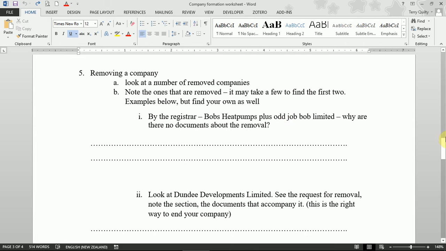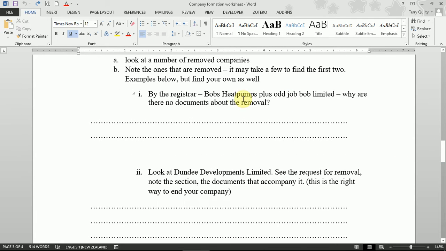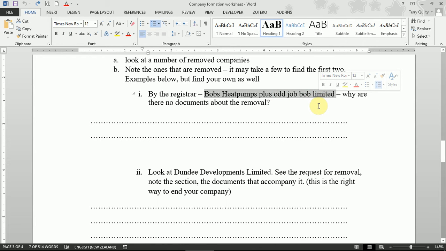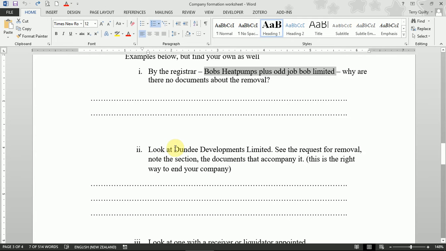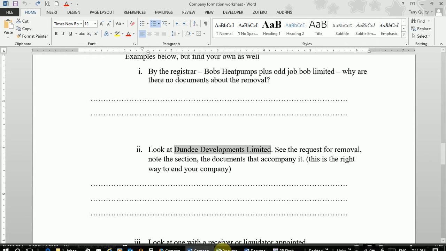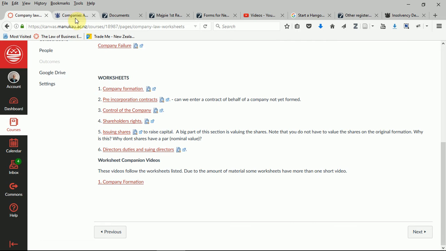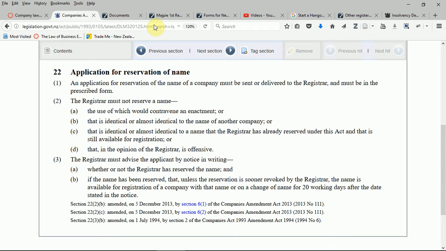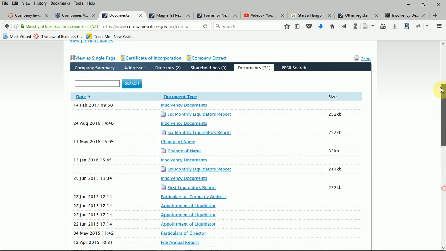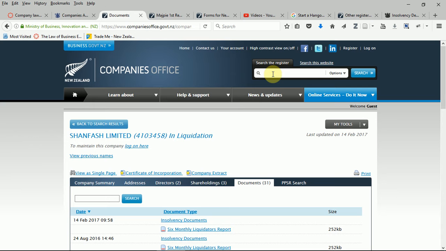So we had a look at some of these companies earlier, or examples of the same things. Bob's Heat Pumps Limited, Odd Job Bob Limited. If you look at that company by searching it, you're going to find there's no documents. So we've talked about this, that the registrar has removed the company. If we look at Dundee Developments Limited, this is a company that has been removed from the register, or struck off.